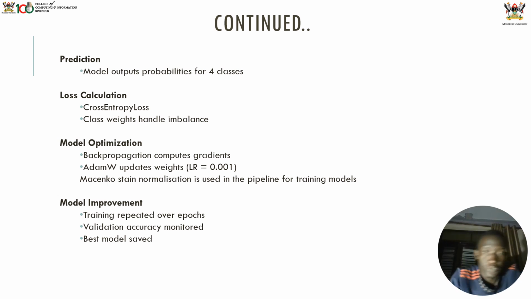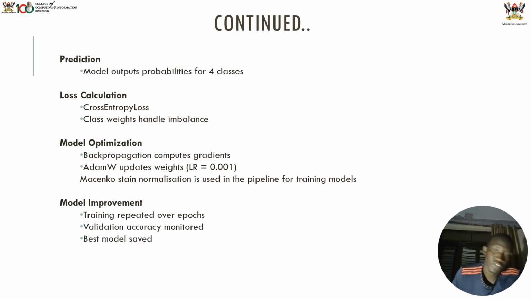So we have the backpropagation, which is used to compute gradients of the loss. These gradients show how the model weights should change to reduce errors. We use the AdamW optimizer with a learning rate of 0.001 to update our weights efficiently. Additionally, we use Macenko stain normalization, which is applied to reduce the variations across the different images, thus keeping our model consistent. So we can improve our model by running multiple epochs.